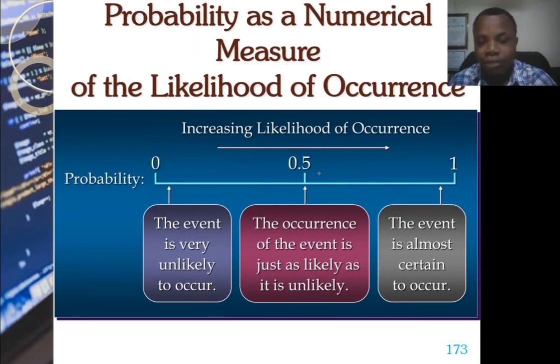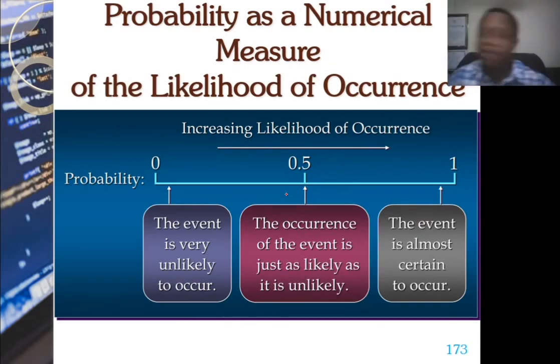Now if you are approaching 0.5, it means that the chances of the event occurring are just as likely as unlikely. So it's more or less like the chances of that event occurring are not so clear. It's like it's likely or not likely, more or less in between. Now if you have something approaching positive 1, it implies that the event is almost certain to occur. But if it is exactly equal to 1, it means that the event will surely occur. So this is how we interpret our probabilities on the basic level.